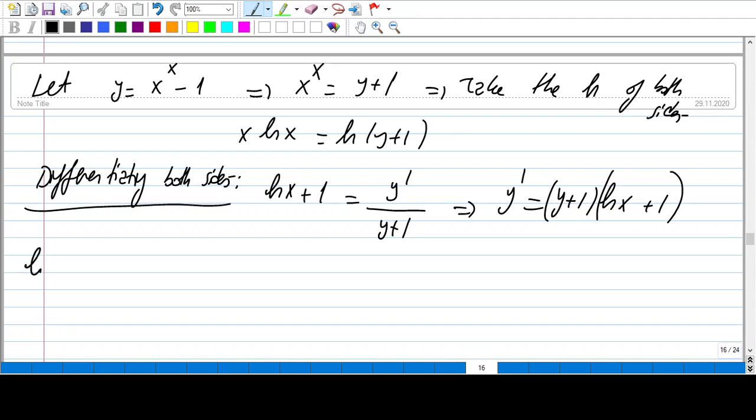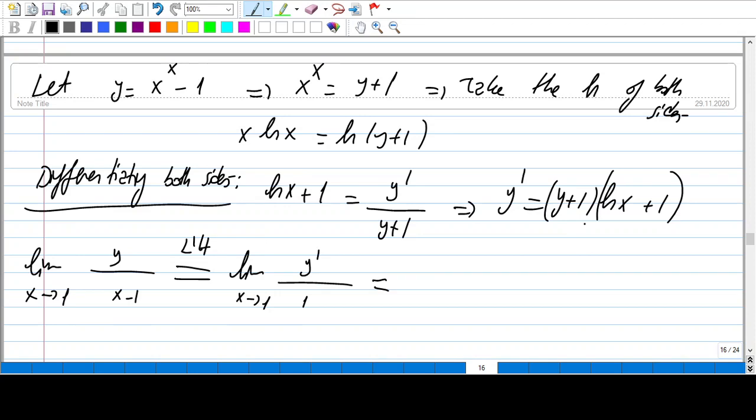So now go back to the question, limit x to 1. We had y over x minus 1. So this is of the form 0 over 0, so we can apply L'Hopital. Then the limit x to 1 will be y prime over the derivative of x, which is 1. In other words, I evaluated y prime in order to calculate this limit.